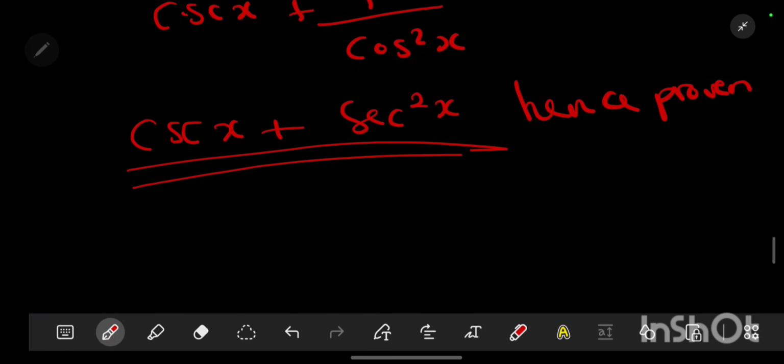So one thing about identities is that just don't overthink. Just go with the flow. Don't take shortcuts and everything will be well. So in this case, let's look at our next question.